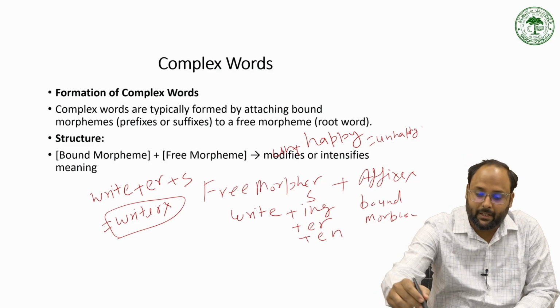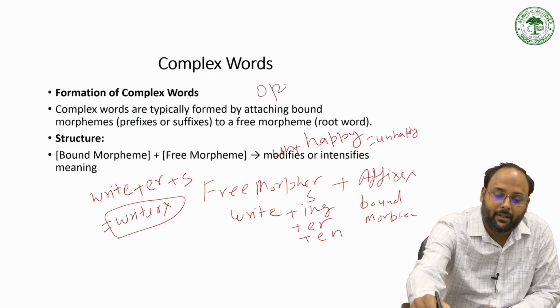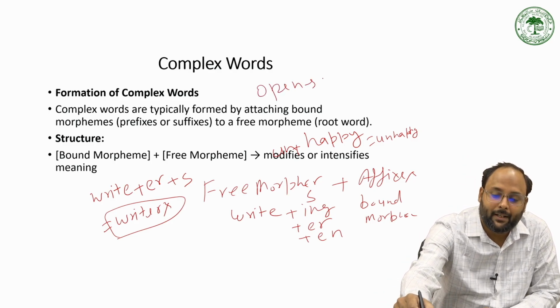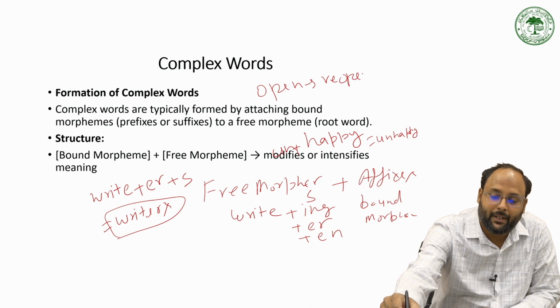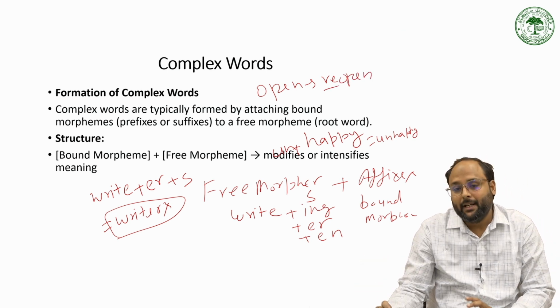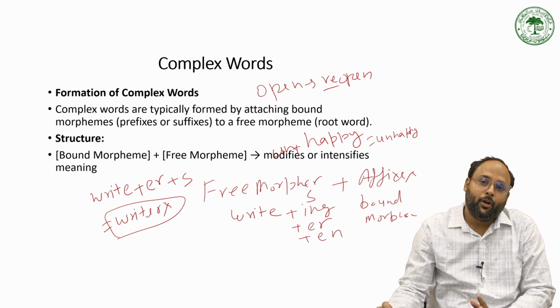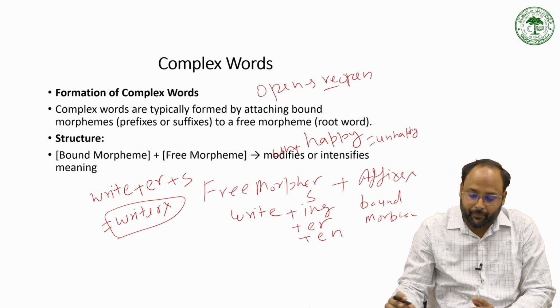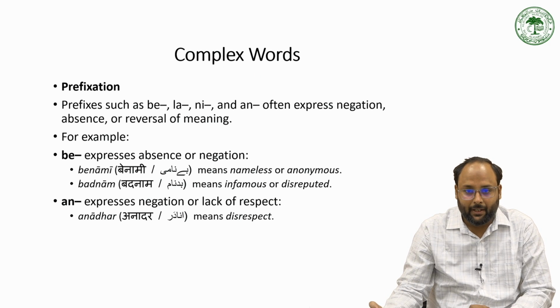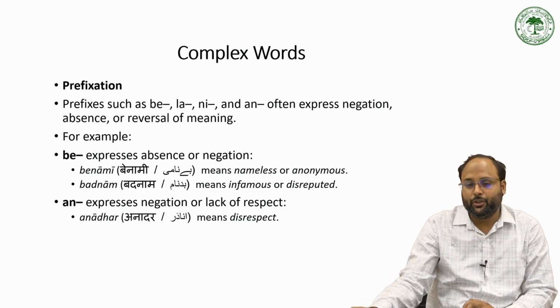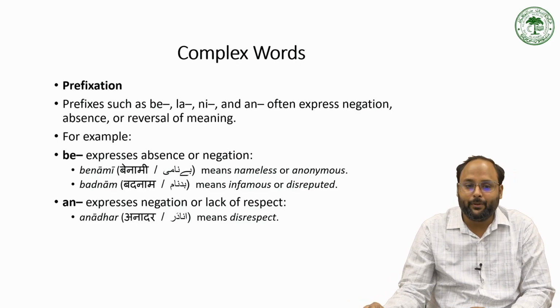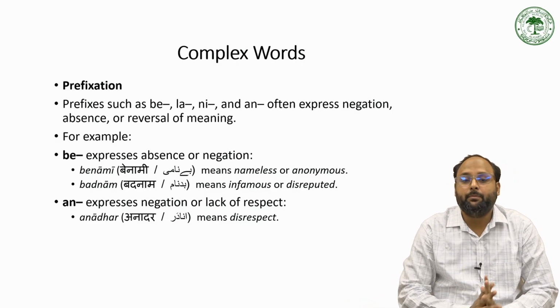If we have the word open, you can create reopen by just adding the prefix re. So we are adding one prefix to the word open, and it becomes the complex word reopen. Now we have the different processes of how we can create complex words. The first process is prefixation.